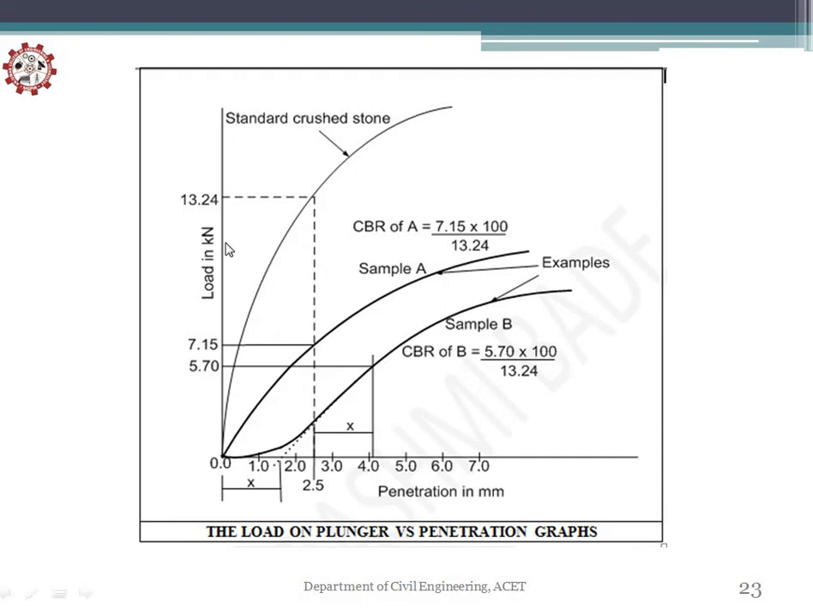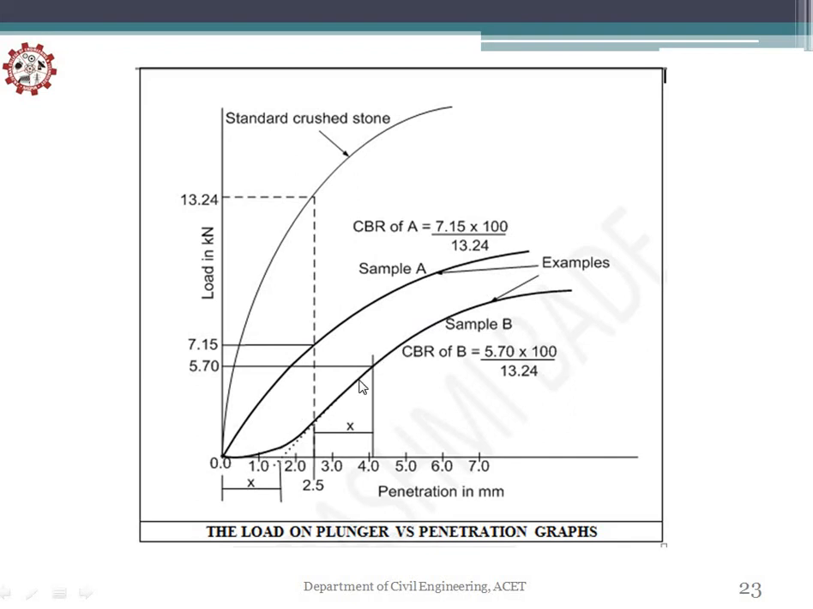There are three curves, with load on one axis and penetration on the other. If you get this type of graph, then it is good quality soil. If you get a concave curve, then no correction is to be applied for the soil, and if you get the B curve, then you have to apply the correction. Okay, here you have to make it concave.